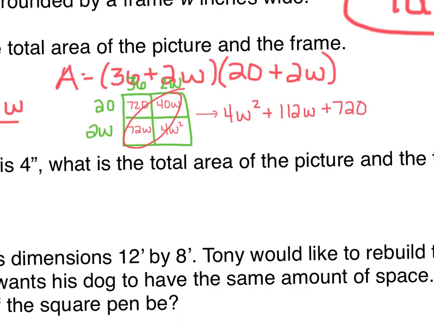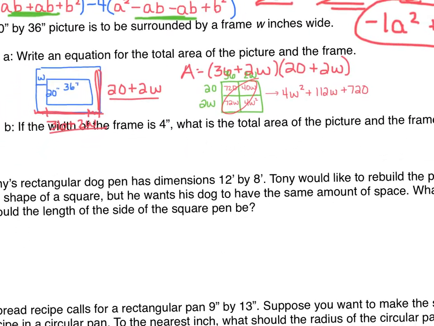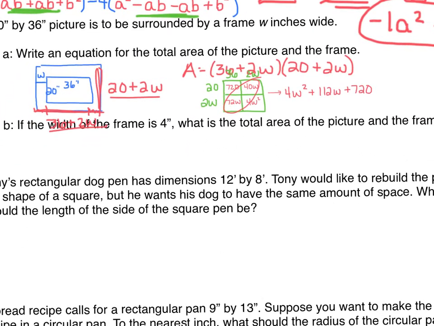Okay? All right, let's go on to part B. Part B says, if that frame is actually 4 inches, what is the total area? Well, you already have an expression for the total area, so now all you need to do is plug in the 4. So I would say area is 4 times 4 squared plus 112 times 4 plus 720.